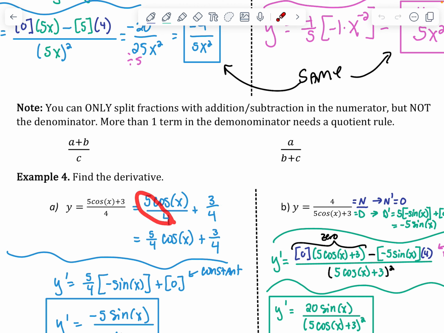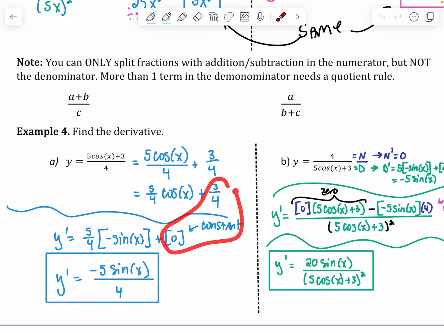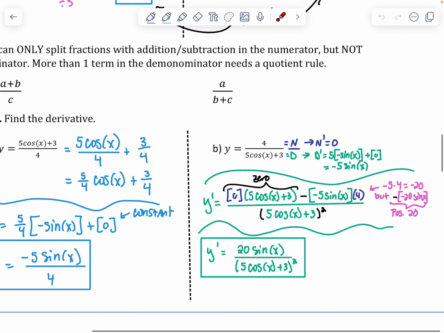But this allows me to think of this as 5/4 times the cosine of x and just 3/4. So that when I take a derivative, I have my coefficient of 5/4. The derivative of the cosine is negative the sine, and the derivative of a constant is 0. So I get my answer a lot easier than using a quotient rule. But if you have the reverse, and you have more than a monomial in the denominator, the only way to solve this is using the quotient rule.